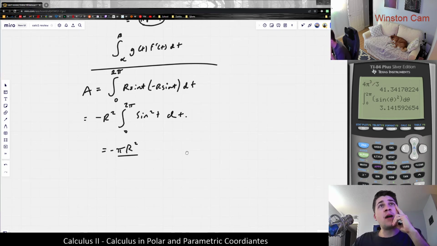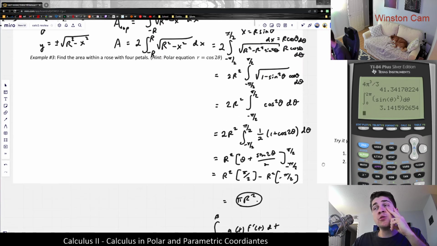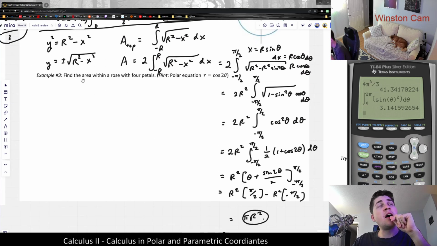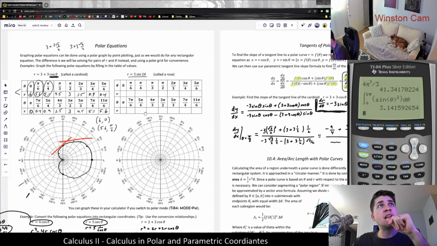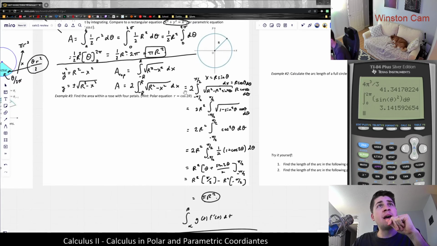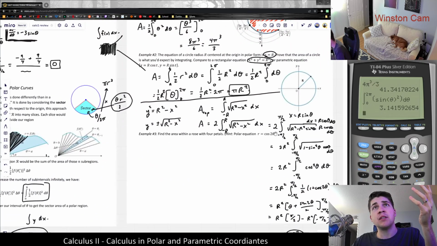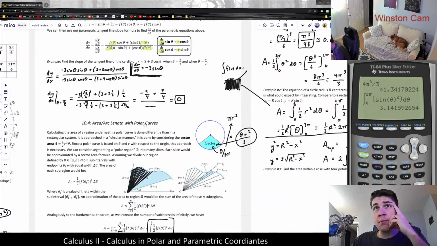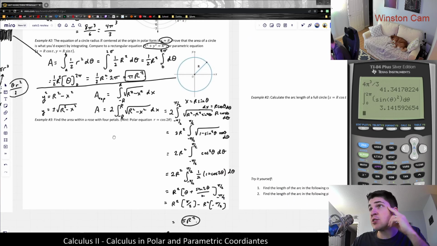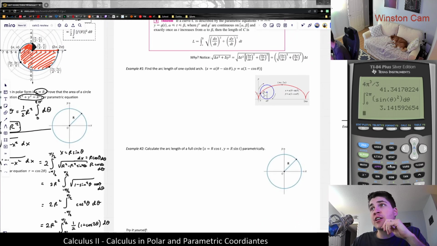Anyways, that will wrap up this video. I'll leave the example of finding the area within the rose of 4 petals, the same equation that I left for you to graph. Whether it's sine or cosine, it doesn't even matter. You can use this equation and try it on your own. In the next video, we will talk about arc length in both parametric and polar form.